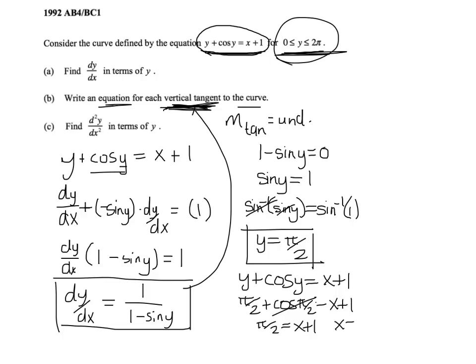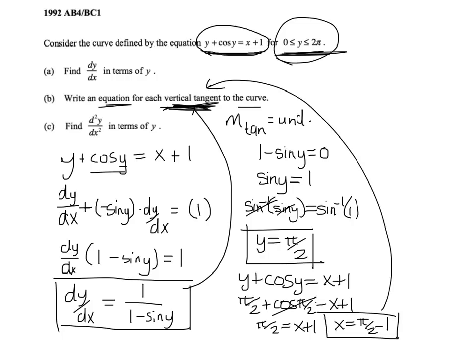So x is going to equal pi over 2 minus 1, and this would be your vertical line. That would be the vertical line equation. So I know that the vertical tangent is going to be x equals pi over 2 minus 1, whatever that is. Okay?